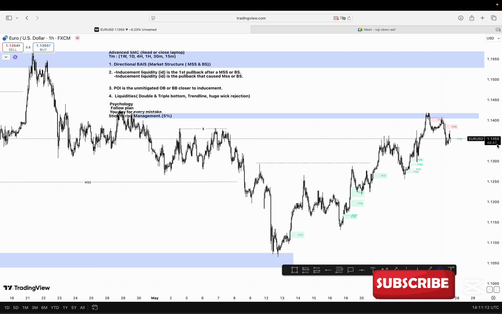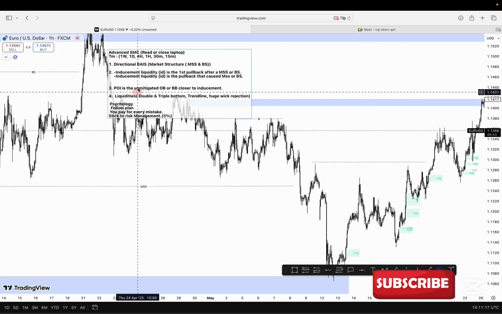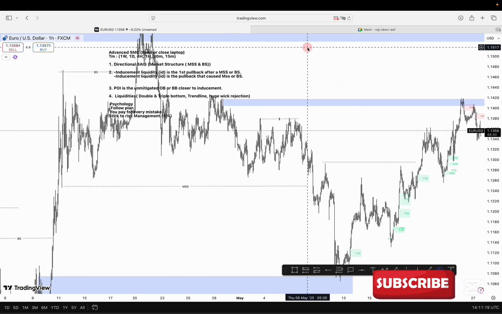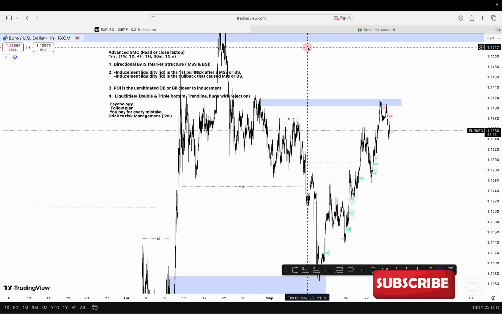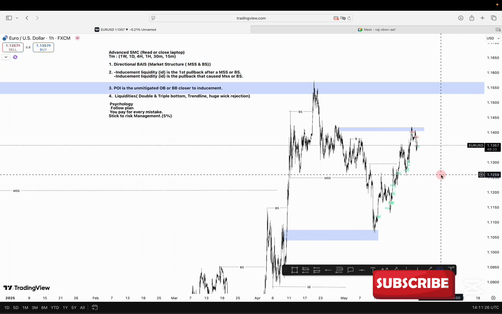The strategy is very simple if you understand it and you can follow it. It's just 4 things you are looking out for. 4 steps: order block, inducement, break of structure, market structure shift. Exactly.